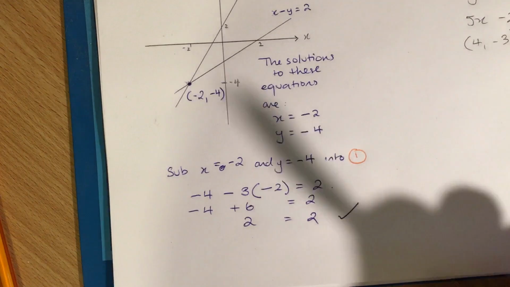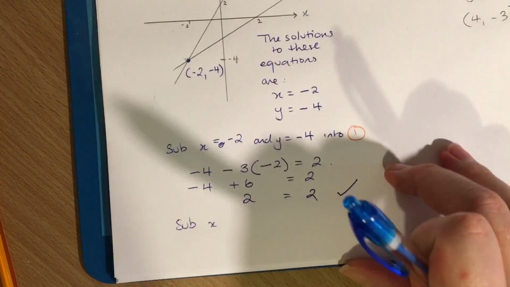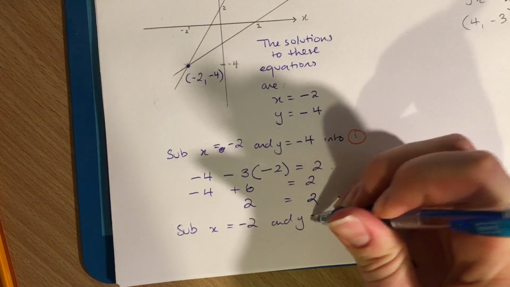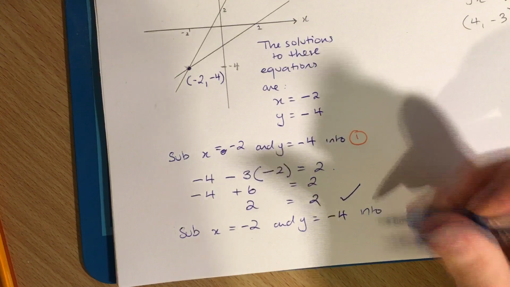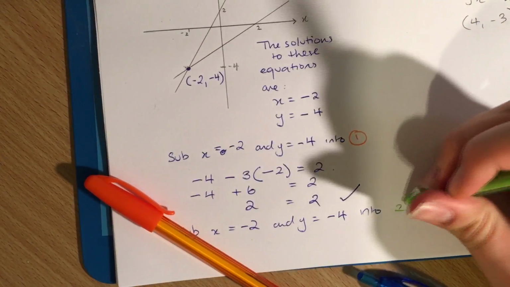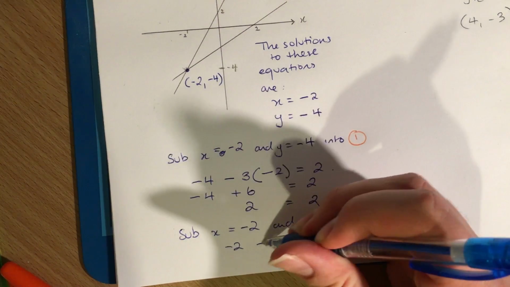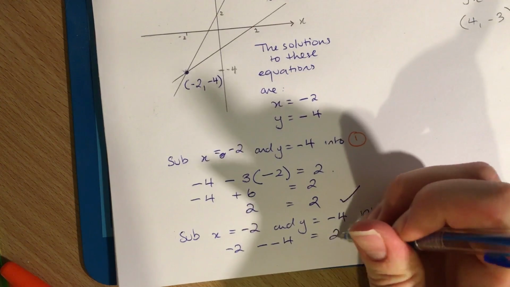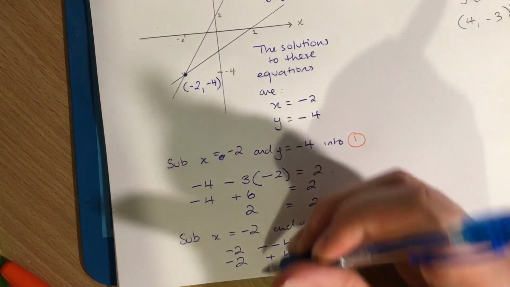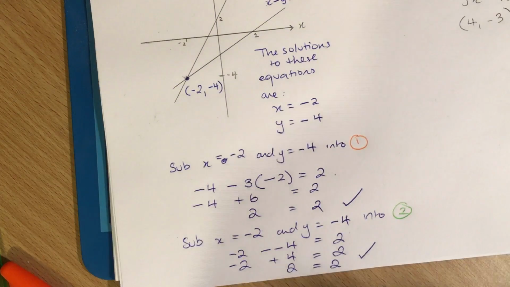So that works. Excellent. And if I substitute x equals -2 and y equals -4 into equation 2, this will be -2 minus -4 is equal to 2. -2 plus 4 is equal to 2. Well, yes, 2 is equal to 2. Therefore, we have solved this question.